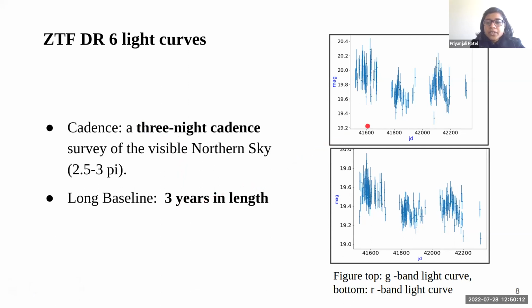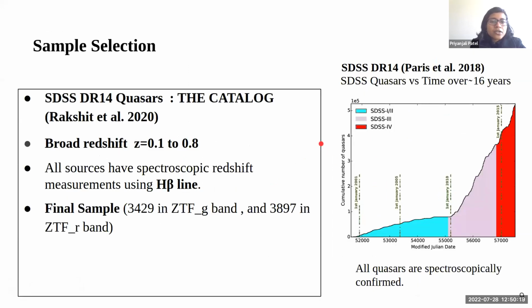On the top, this is the G band light curve. Below this is the R band light curve from CTF. Also, we need to define a good sample for our study, and for this we selected the sample using the catalog of Rakshit, where they did a homogeneous study of the SDSS data release 14 quasars, and they reported black hole mass, Eddington ratio and redshift among other physical parameters.